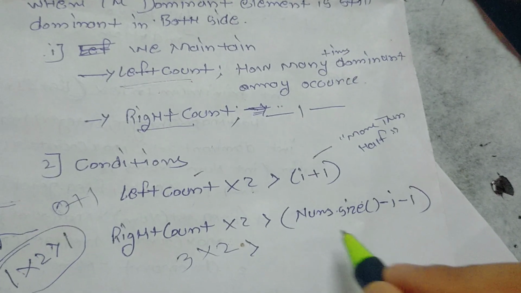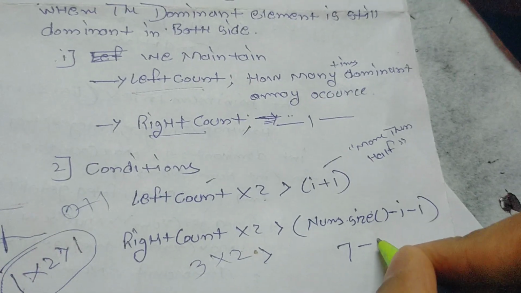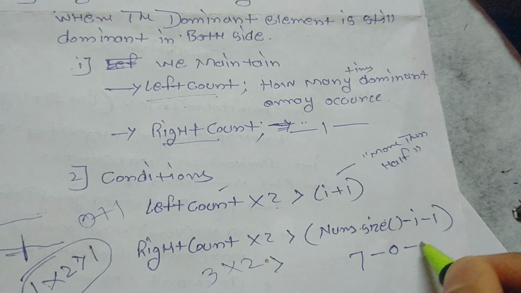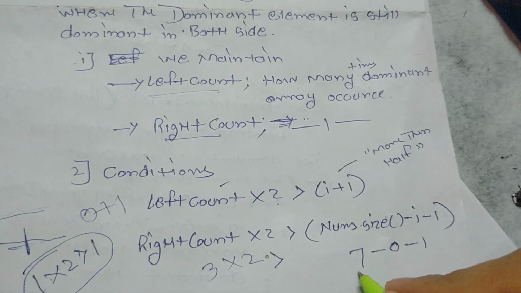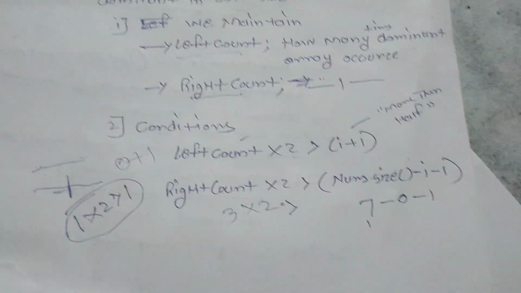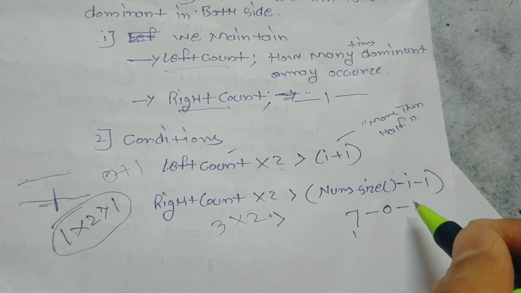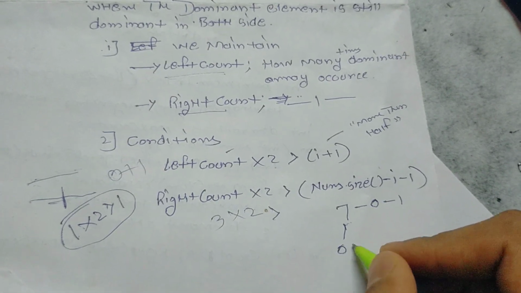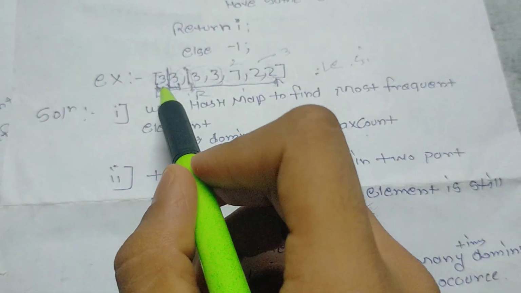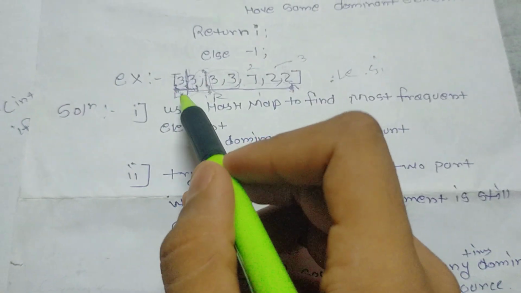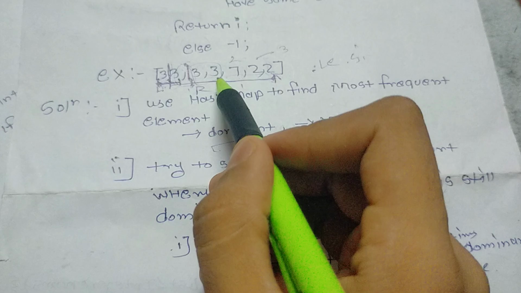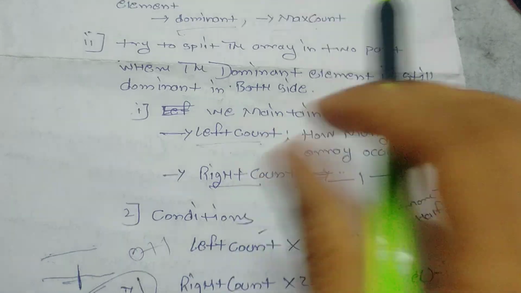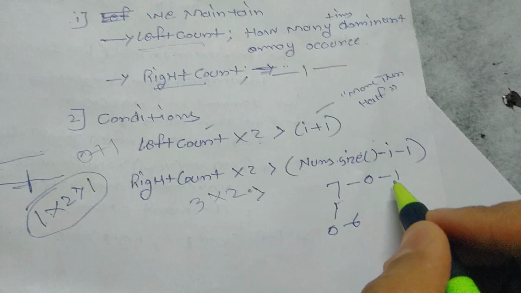So this is 7 minus i. What is i? i is 0, and minus 1. As I said, it goes up to 7 minus 0 and minus 1. Minus 1, why? Because the elements go from 0 to 6. The index of the first element is always 0. In a programming language it starts from 0, 1 2 3 4 5 6, right? So it will go up to 6. So that is why minus 1.